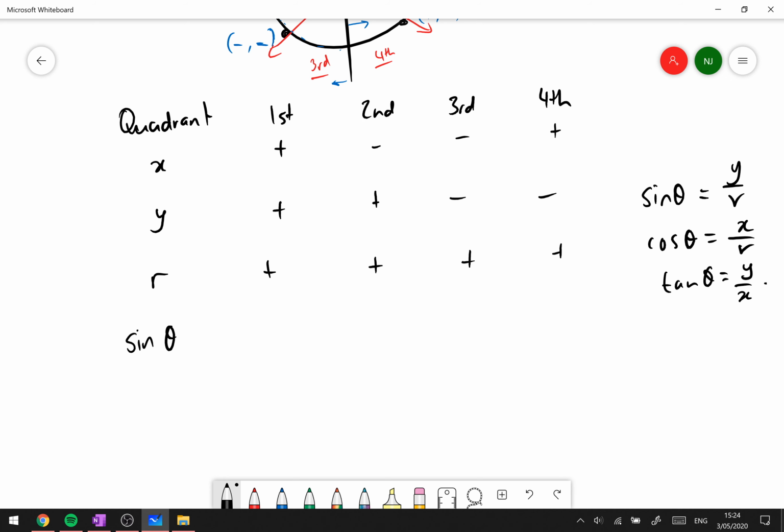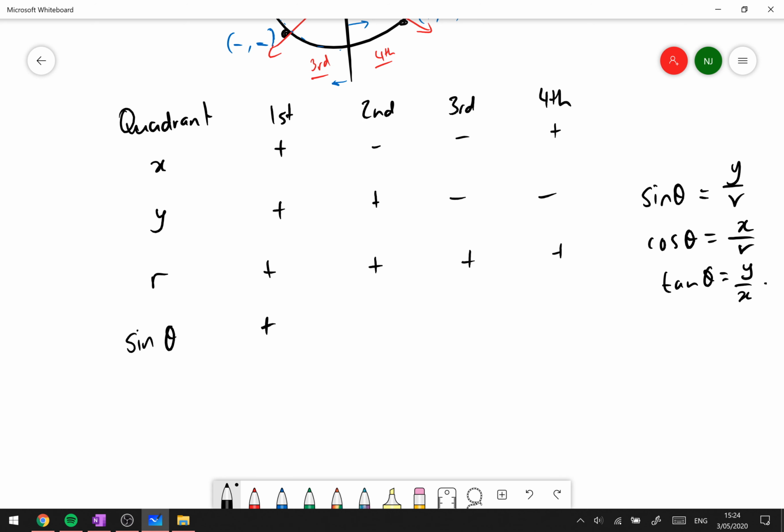Remember, sine of theta is defined as y divided by r. So y in the first quadrant is positive, and r is positive. A positive divided by a positive means that if I'm doing sine of an angle that's in the first quadrant, it will give me a positive value back. And you can check that with the sine of any number between 0 and 90, well, not including 0 and 90, but yeah.